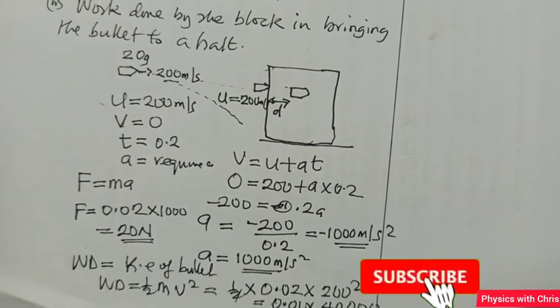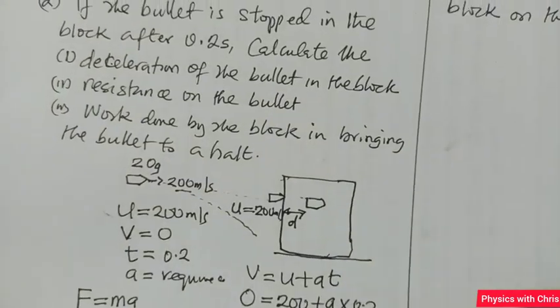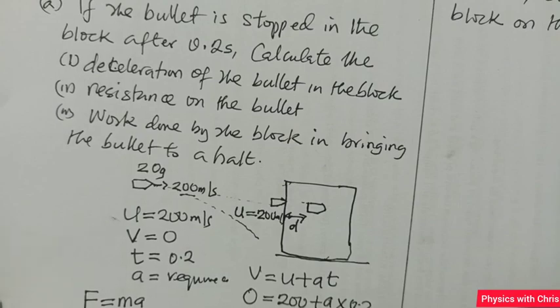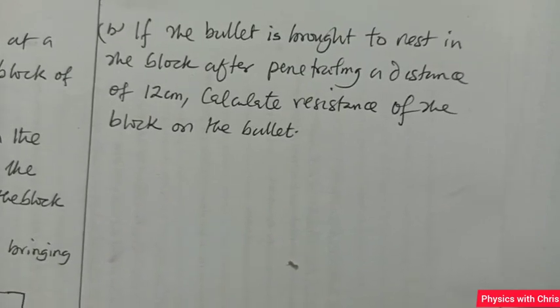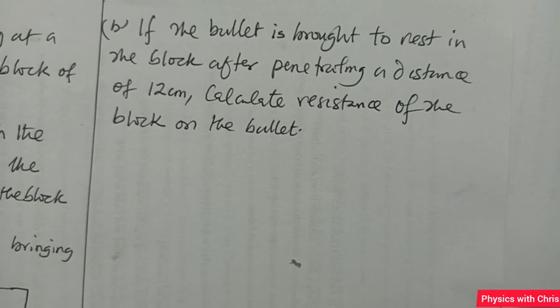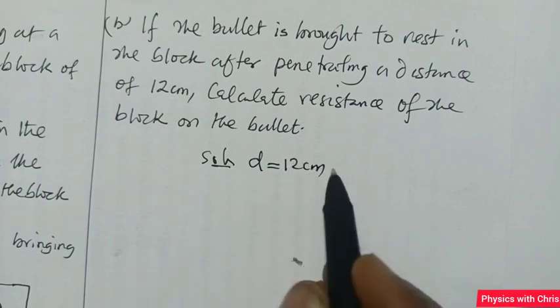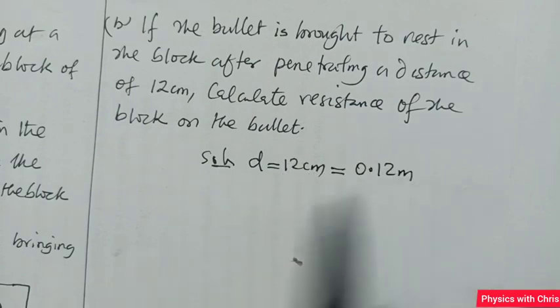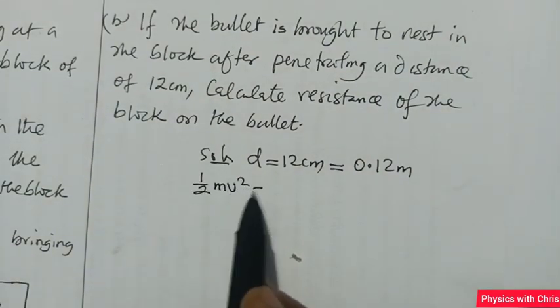Now let's see another condition still following from this question, that a bullet of mass 20 gram moving at a speed of 200 meters per second towards a block of mass 2 kg. Suppose this time around, the bullet is brought to rest in the block after penetrating a distance of 12 centimeters. Calculate the average resistive force that is offered by the block to stop the bullet. In this case, the distance d is given. Distance d is 12 cm. I'm going to change that to meters. That is 0.12 meters.